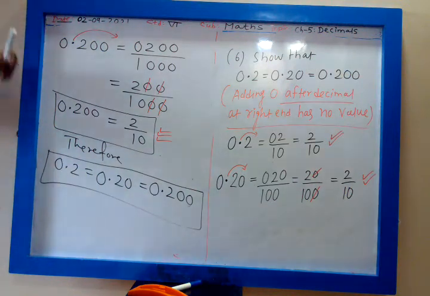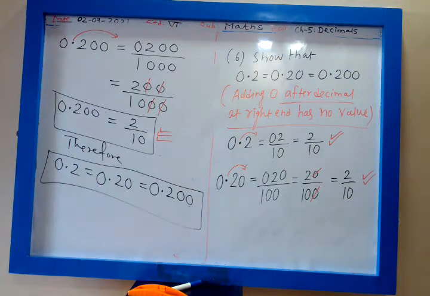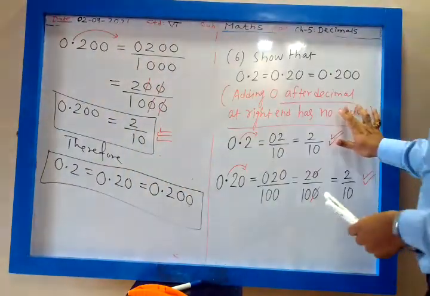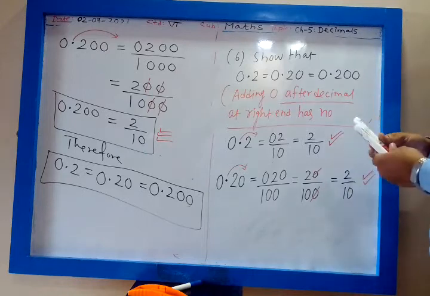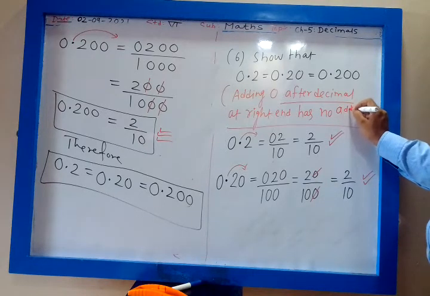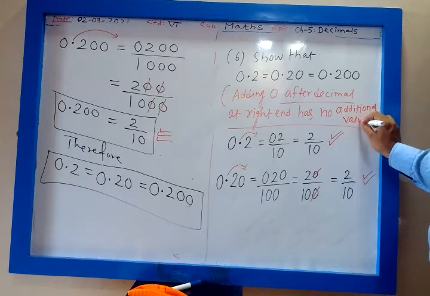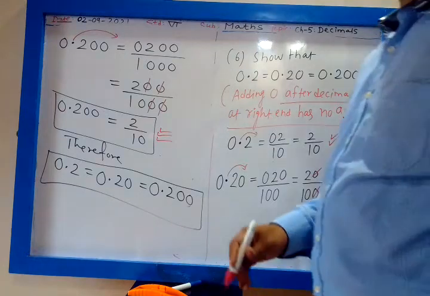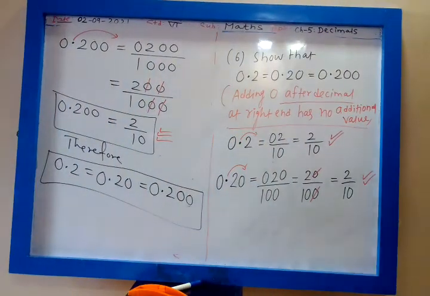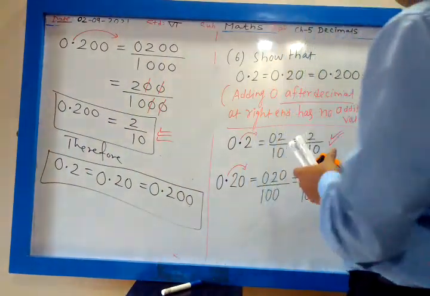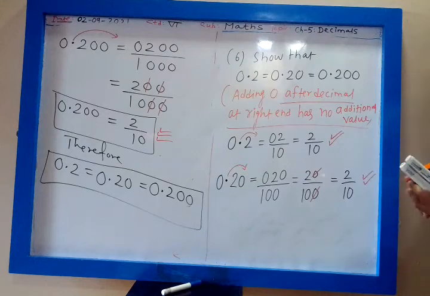So what is the conclusion? Adding 0 after decimal at the right end has no additional value, which means the value will remain same. Okay? Yes, clear?